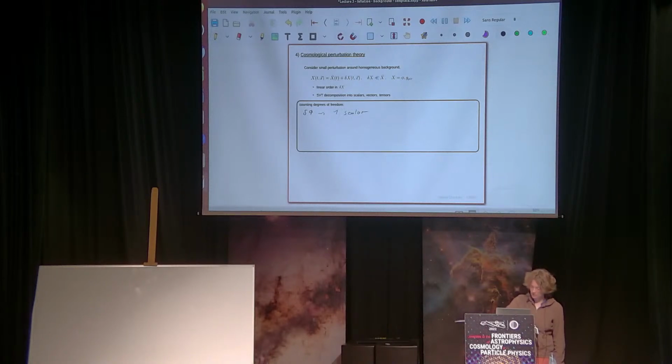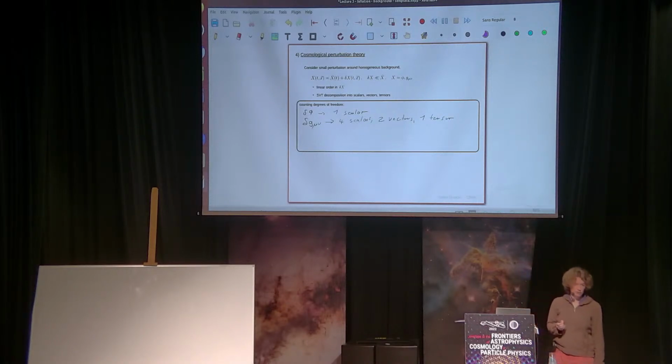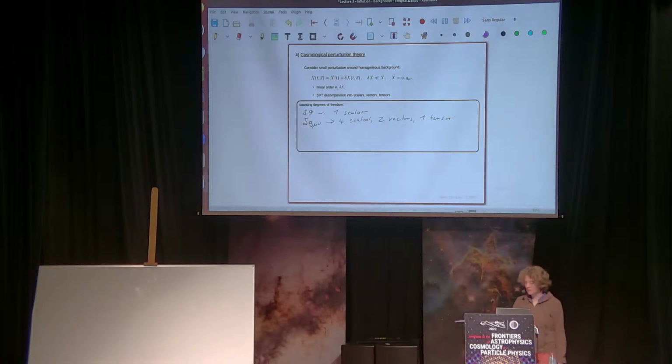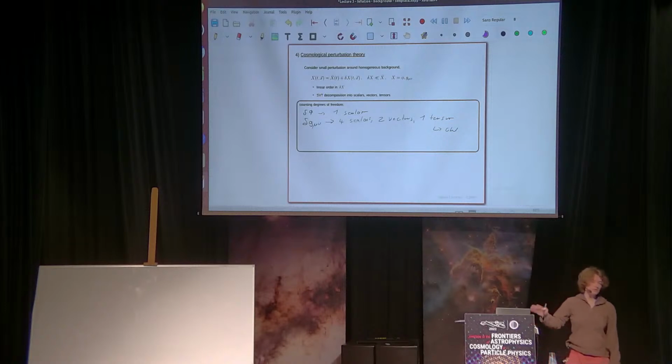That's a bit obvious. But then I said we also have the metric. And in the metric, there's actually 4 scalars, 2 vectors, 1 tensor. So if you add them all up, you get 10 degrees of freedom, which is what you would expect from a 4x4 symmetric tensor. These tensors here will be the gravitational waves. That's what sources gravitational waves during inflation.